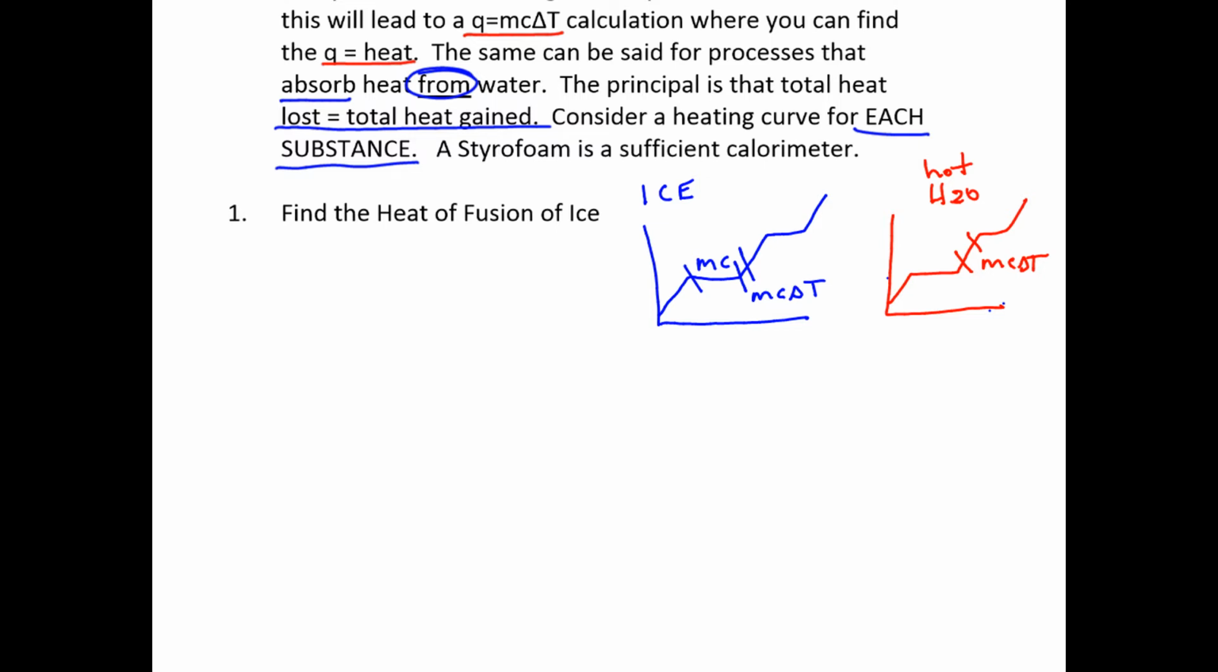So you could see what's going to happen here. If you have the ice melting, first it's going to melt, so you're going to have an mc for that. Then the ice is going to heat up a little bit, and that's going to be an mc delta T. Then the hot water is going to cool off, so that's going to be equal to an mc delta T.